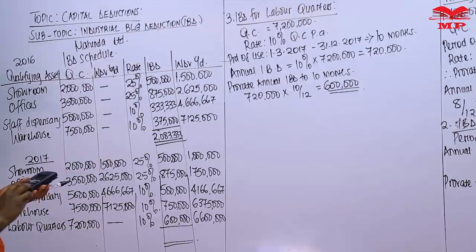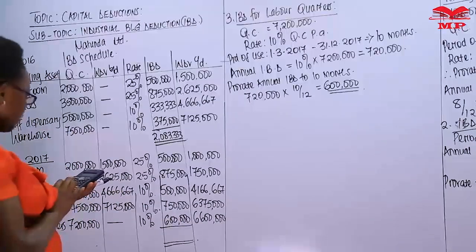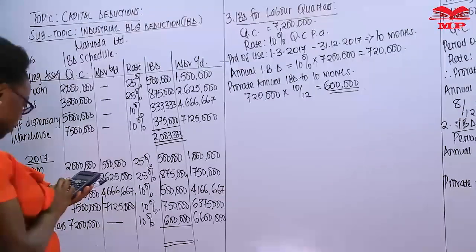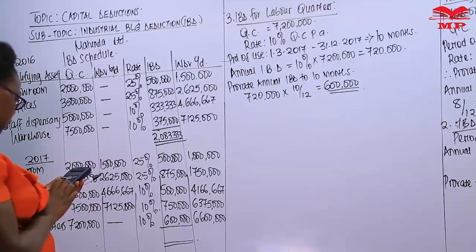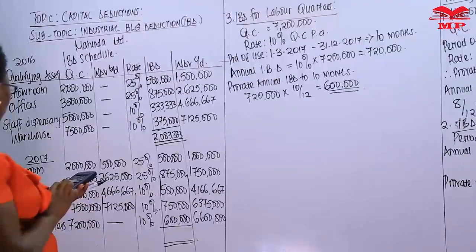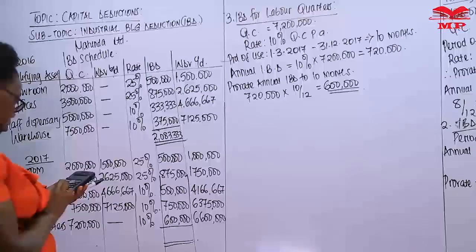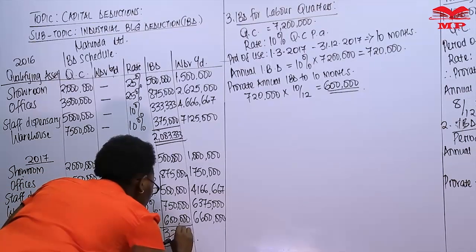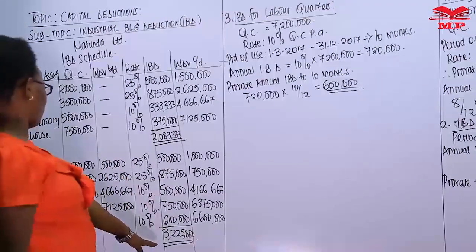So IBD for 2017 is 500. We are adding this column here. 500,000 plus 875,000 plus 500,000 plus 750,000 plus 600,000. 3,225,000. Okay, so this is our total IBD for 2017.